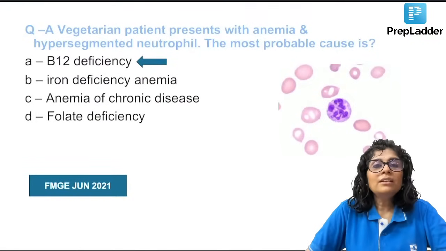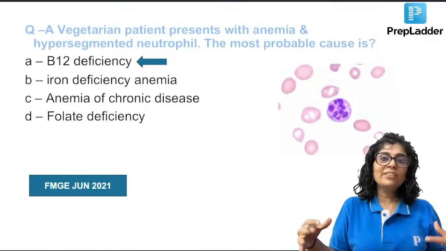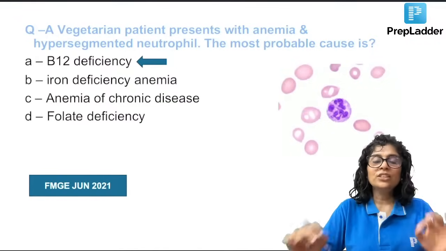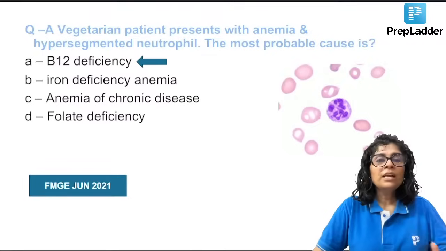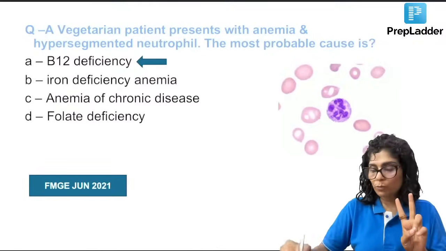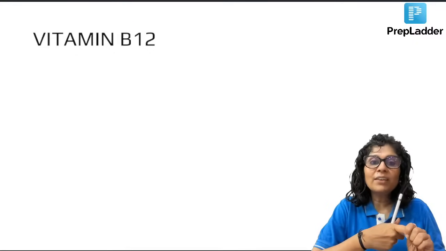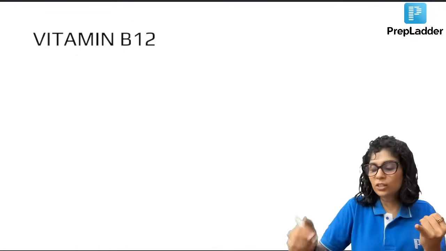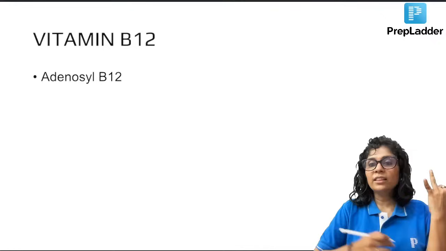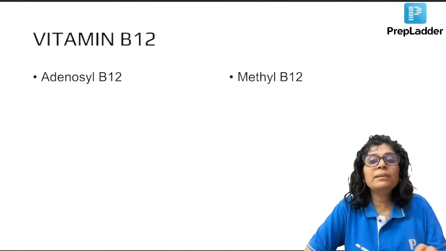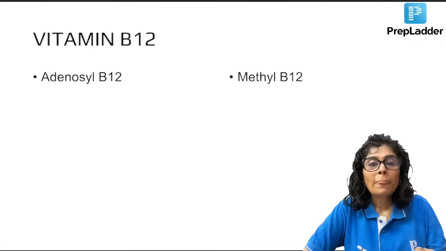So can we learn all about B12 now quickly? When I say all about B12, I'm not going to get into the details, just high yield facts that you need to know about B12. So what are the two coenzyme forms of B12? Number one is adenosyl B12. Let's start with A, adenosyl B12. The other one is methyl B12. Please memorize it, adenosyl B12 and methyl B12.